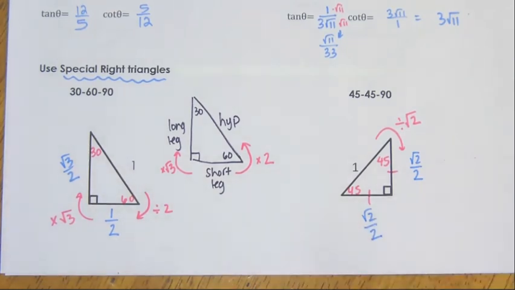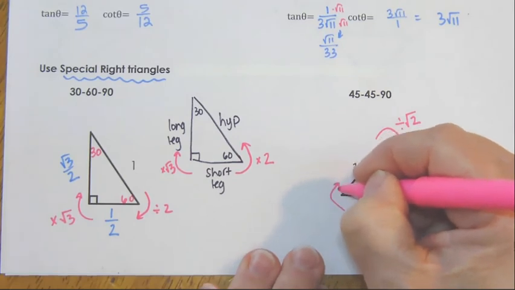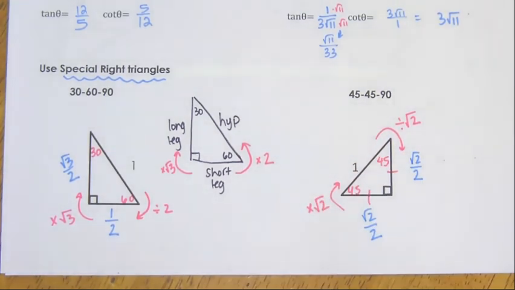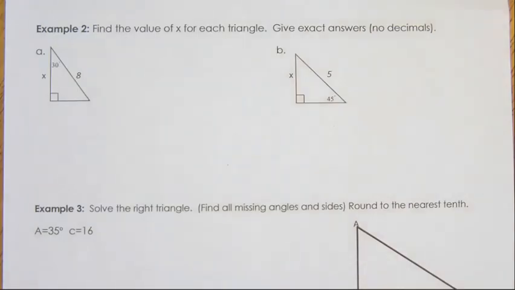If you want to go from a leg to the hypotenuse, you would multiply by radical 2. So I was able to show both of them on this same triangle. So these are always the same. And then you either divide or multiply by radical 2 to get a missing hypotenuse or leg. Let's try some of these.